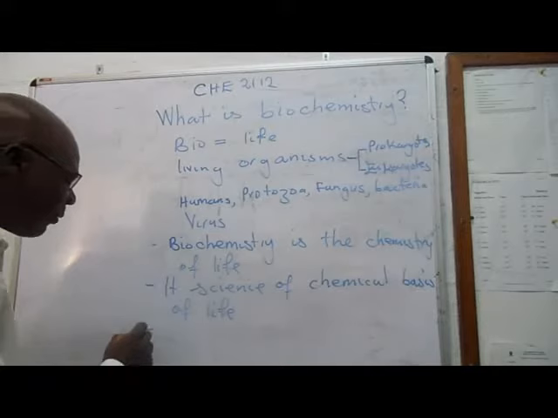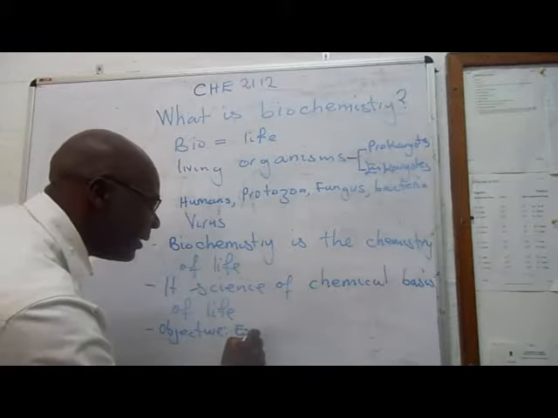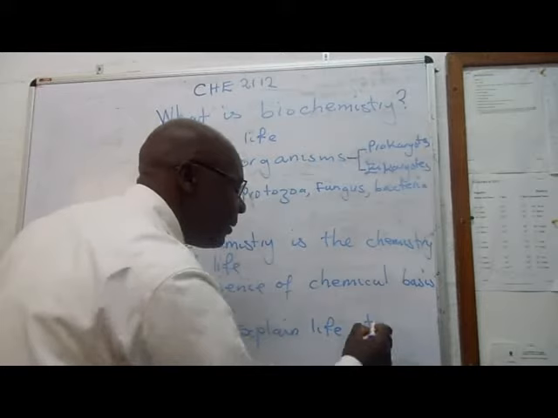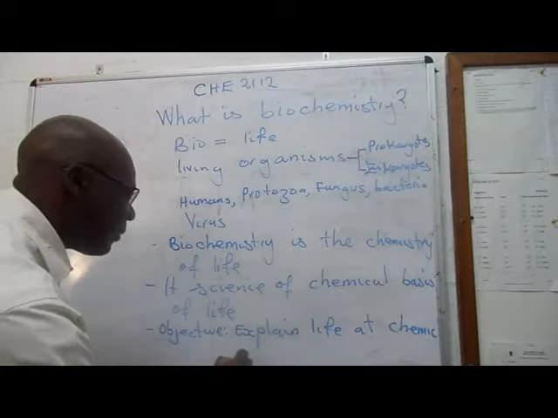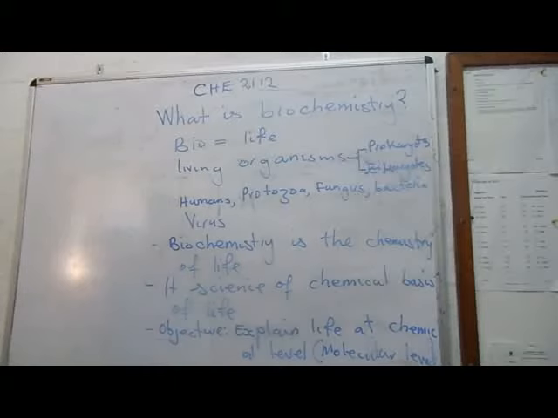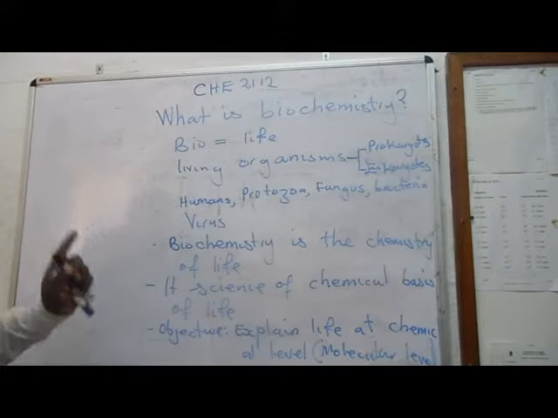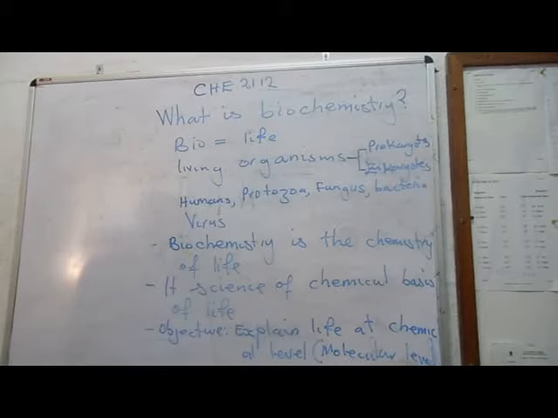So one of the objectives in biochemistry is that we seek to explain life at chemical level, or at molecular level. So biochemistry is the chemistry of life. In other words, it's a science of the chemical basis of life. The objective of biochemistry is to explain life at chemical level or at molecular level. We want to explain life using the molecules that are found in living organisms.